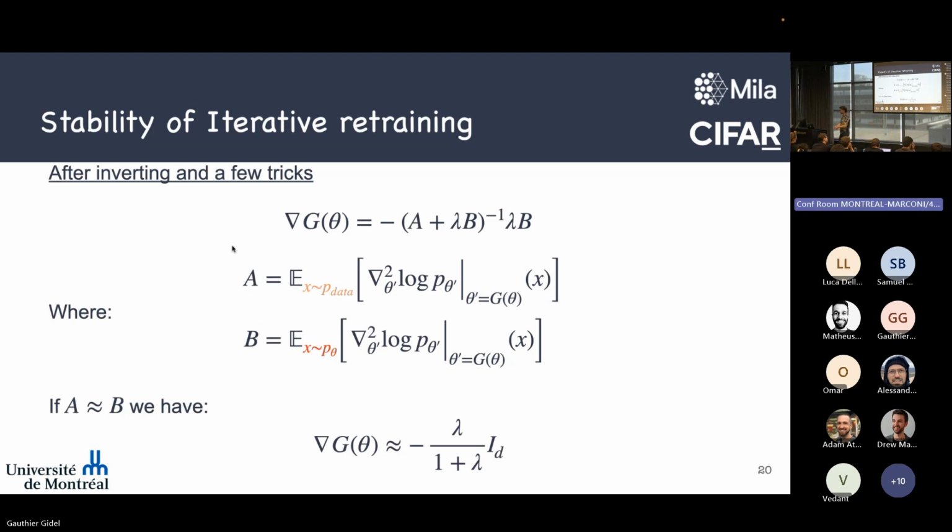And what is the intuition? If you're still with me, and you assume that I'm not lying to you, and that this formula is true, what is the intuition? The intuition is very simple.